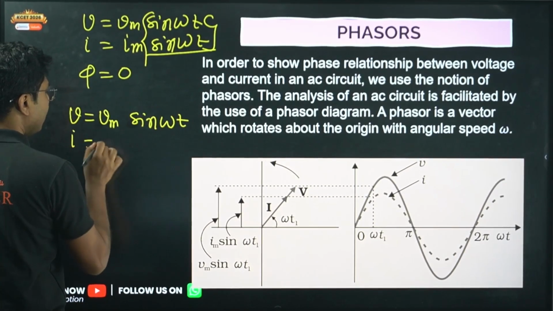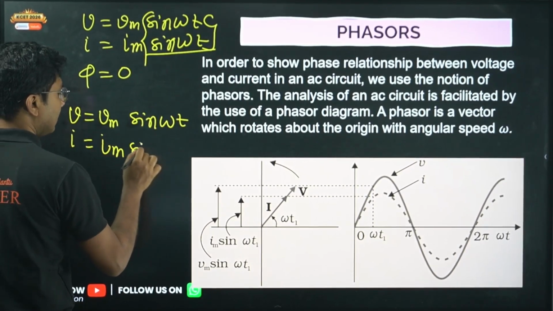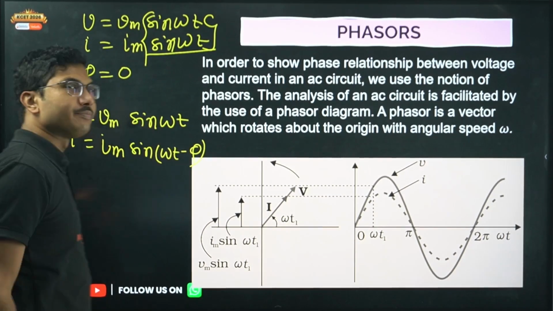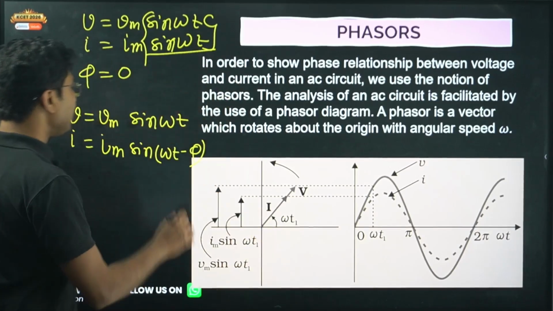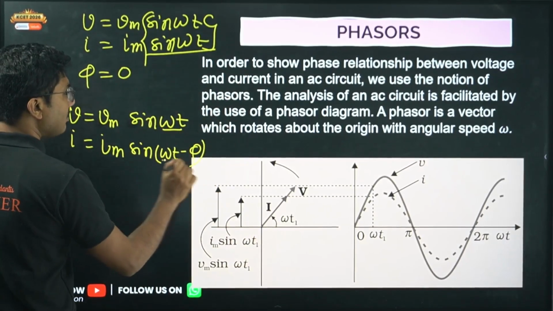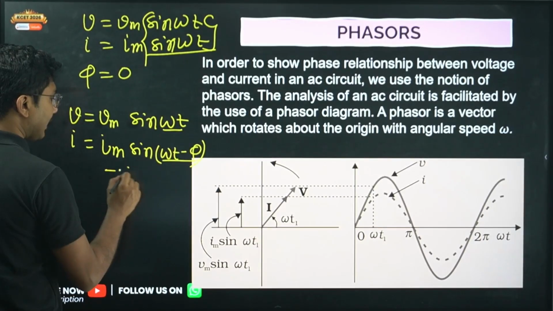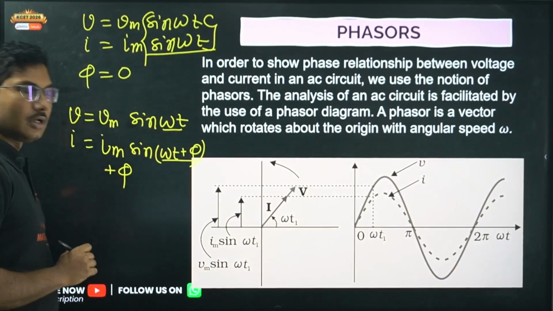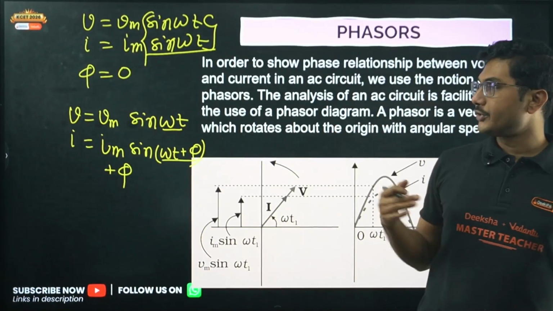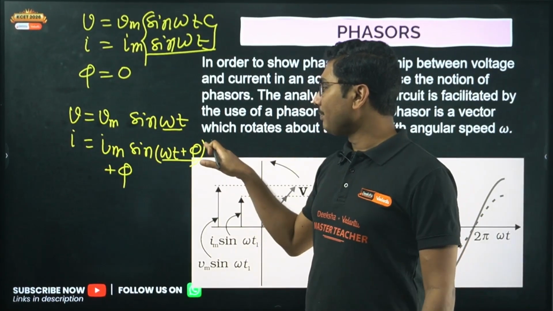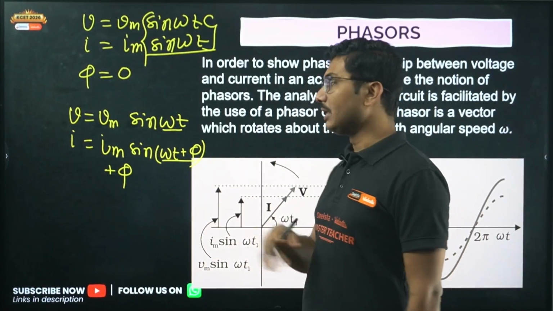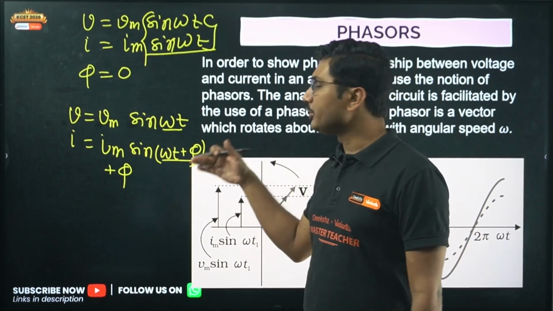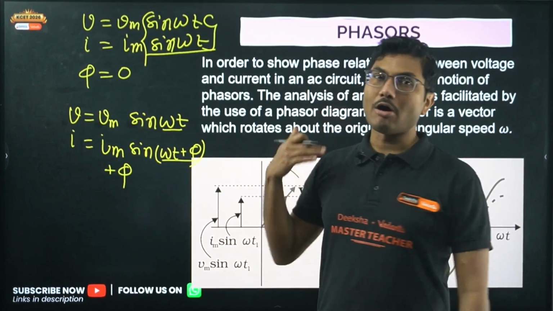If they give you an equation, say V equals Vm sin omega t and I equals Im sin (omega t minus phi), then what is the phase difference between these two equations? This is omega t, this is omega t minus phi, so the phase difference is minus phi. If the same equation is given with the plus sign, then the phase difference will be plus. So based on the relative position, if I is plus phi, that means I is leading. If I is minus phi, then I is lagging. Based on who is plus and who is minus, we say leading or lagging.